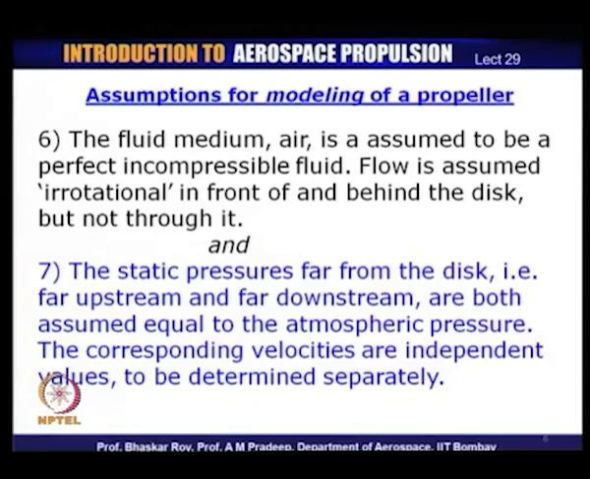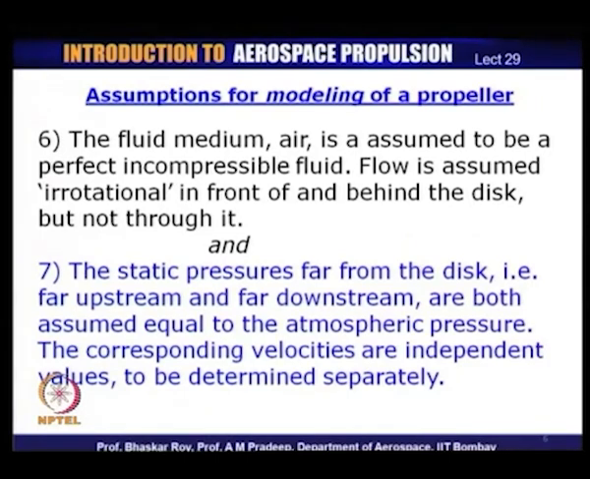The fluid medium which is being used here is assumed to be a perfect incompressible fluid to begin with. That is the simple theory that we are doing. We will take it as an incompressible fluid, and the flow is assumed irrotational in front of and behind the disc, irrotational in the fluid mechanics sense that you may have done before, but it is not assumed to be irrotational when it is passing through it, which means it may acquire a certain amount of rotationality inside the disc. However, in front and behind the disk, the flow is assumed to be irrotational.